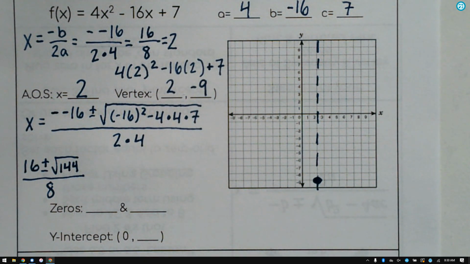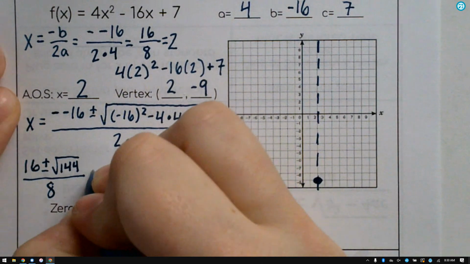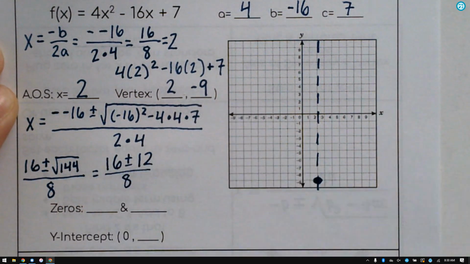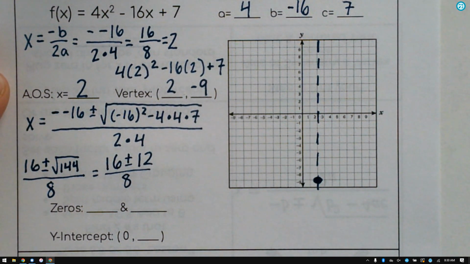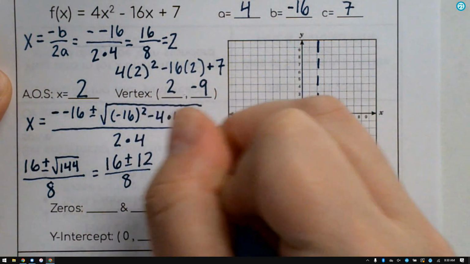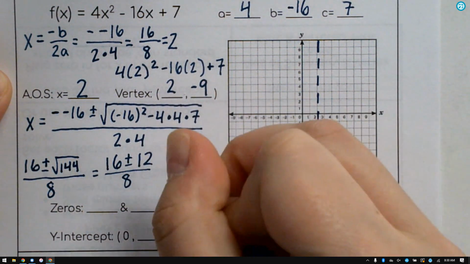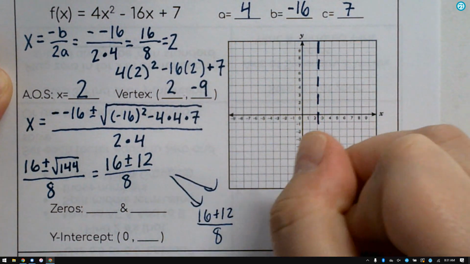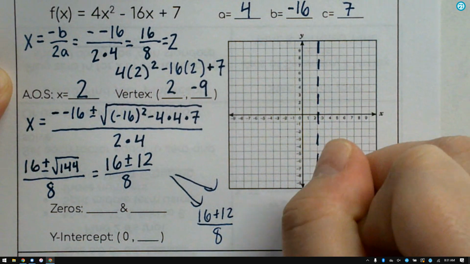What is the square root of 144? 12. So now we've got 16 plus or minus 12 over 8. I'm going to use this space down here to do the rest of this. So I'm going to split into my 2. It's going to be 16 plus 12 over 8 and 16 minus 12 over 8.